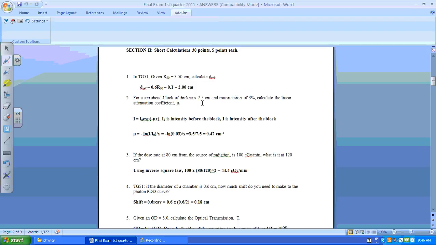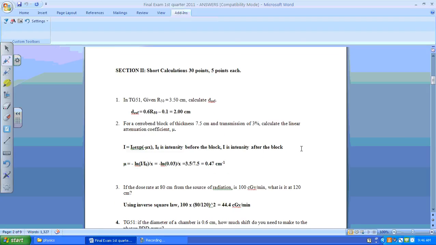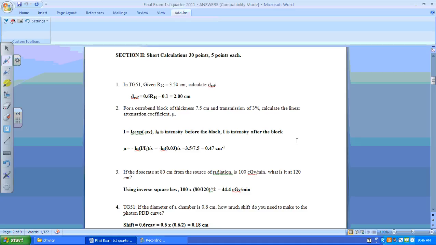For a cerebrum block of thickness 7.5 and transmission of 3%, calculate the linear attenuation coefficient. Again, this equation you need to memorize, the basic exponential attenuation equation. You can start with I equals I0 e to the minus mu x. I0 is intensity before the block, I is intensity after. So mu, you can rearrange the terms by taking the natural log of both sides, and you get the natural log of I over I0, which is 0.03, divided by x, and x was 7.5.